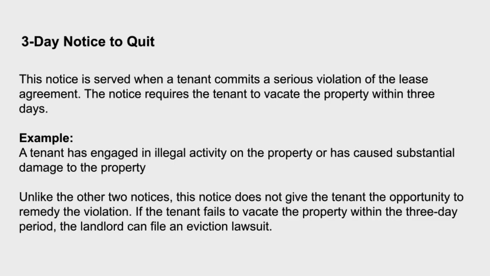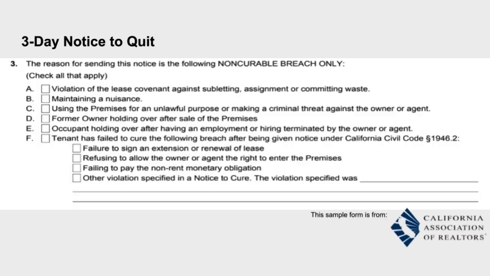The 3-day notice to quit. This notice is served when a tenant commits a serious violation. This notice requires the tenant to vacate within 3 days, and there's no chance to fix the problem. Examples of violations are if a tenant engages in illegal activities or causes substantial damage to the property, then you can use this form. You must check the box on the notice that discloses the violation of the lease that the tenant is being removed for.